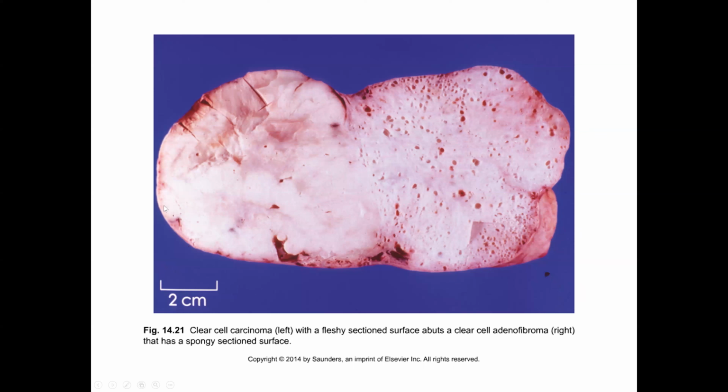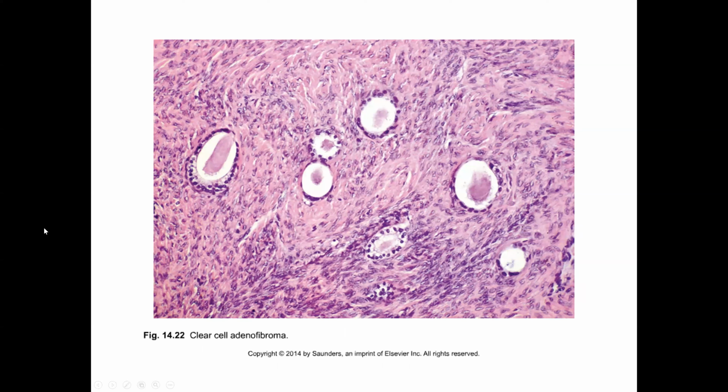It has a fleshy area over here and then a more spongy area on the right. This is the adenofibroma component from which the carcinoma has arisen. So here's a clear cell adenofibroma, and if you think, gee, I might call that a serous tumor, well, maybe that's part of why they're rare, is because we either don't recognize them. But I think, again, immunohistochemistry could be useful, but may not be pertinent in the setting of a benign tumor.